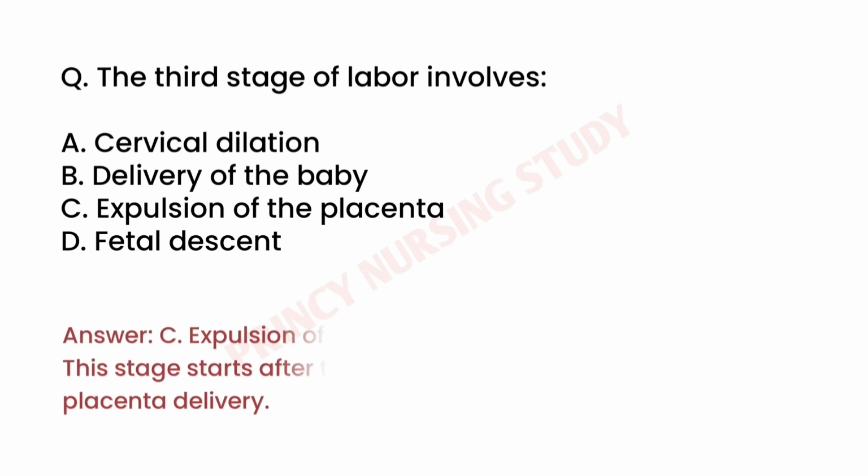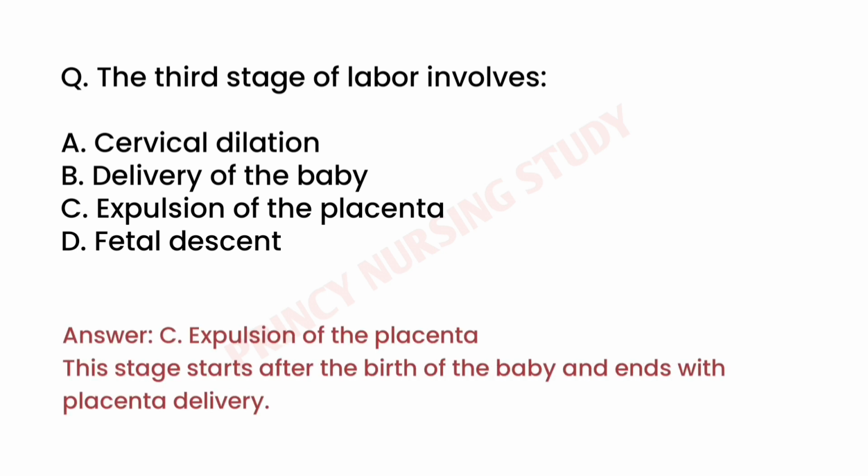Next question. The third stage of labor involves... Correct answer is C. Expulsion of the placenta. This stage starts after the birth of the baby and ends with placenta delivery.